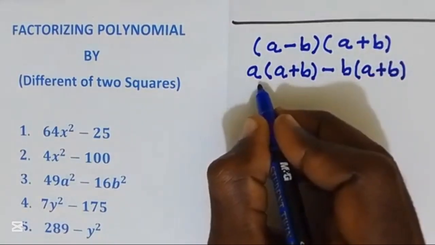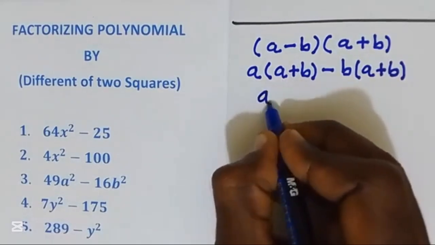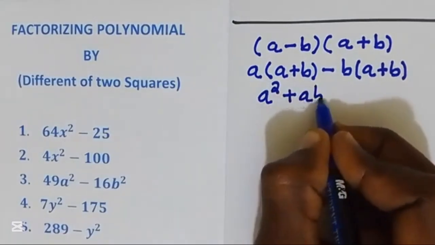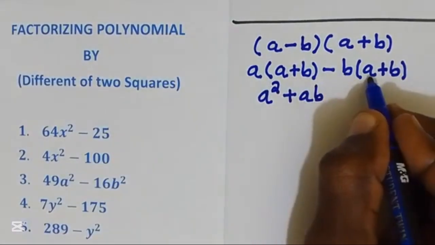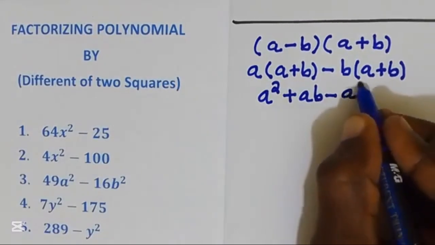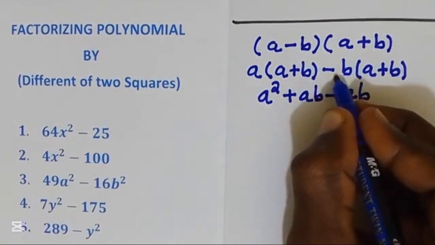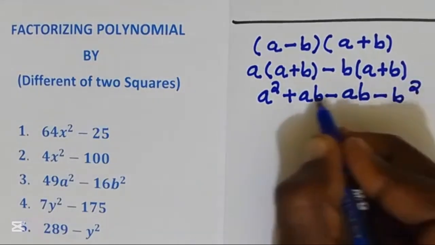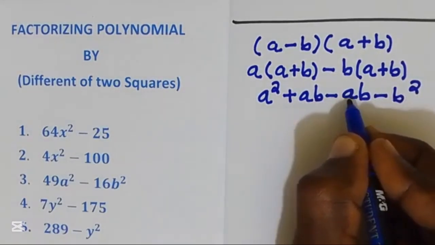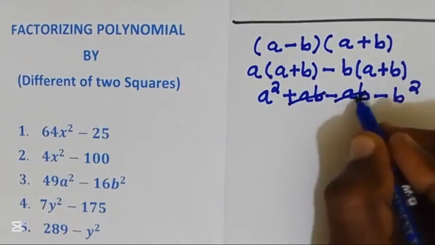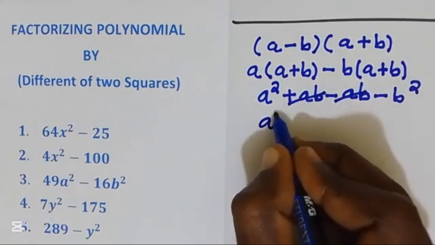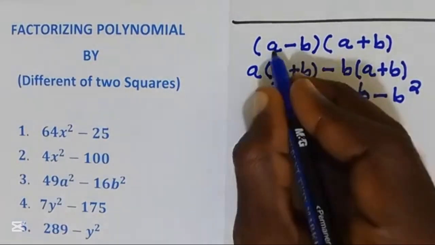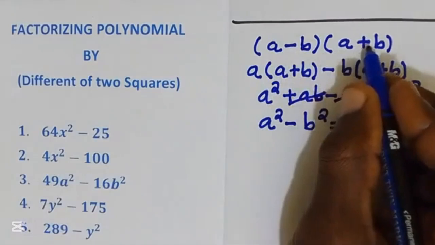Let us expand this. A multiplied by a, we got a square. A multiplied by b, we got ab, minus b multiplied by a, we got minus ab, minus b multiplied by b, we got minus b square. ab minus ab, we can cancel this. We are going to remain with a square minus b square. This is equal to a minus b, a plus b.